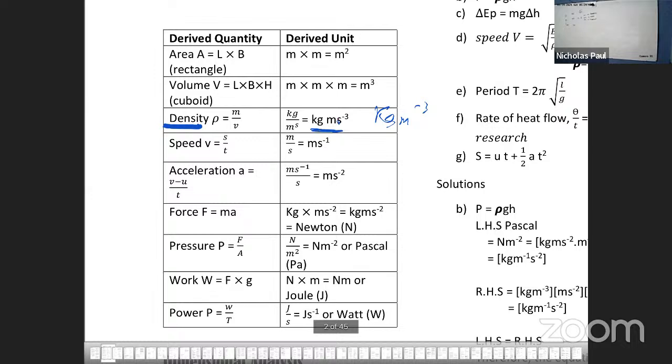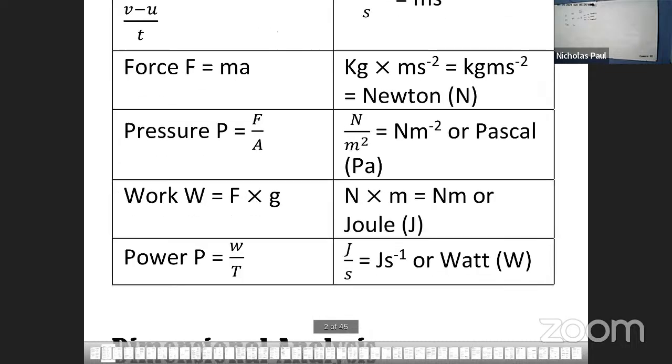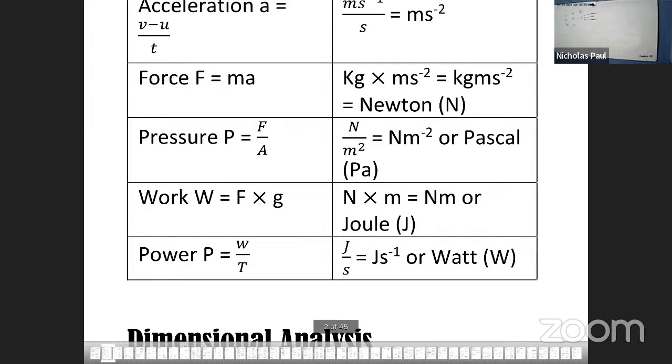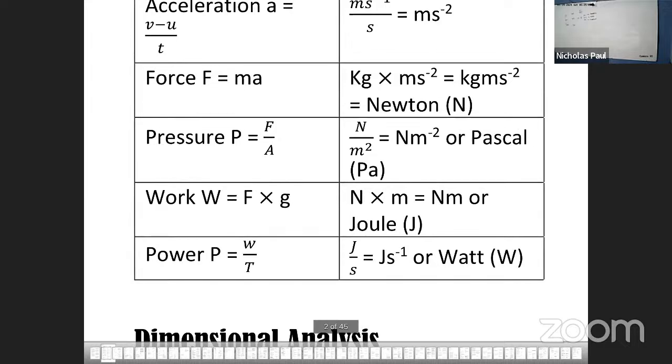Do me a favor and write down the base SI units for force, pressure, work, and power. I don't want the derived unit, I want the base SI units for each one of them.